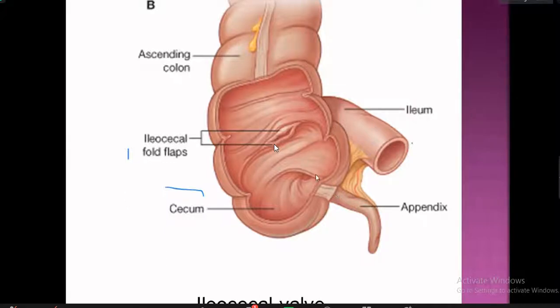The appendix here opens into the cecum down there. The position of the appendix may vary. You have one which is within the iliac fossa. You have one which is retrocecal. You may have one which is long and goes into the pelvic cavity. You may have one which goes behind the terminal portion of the ileum.